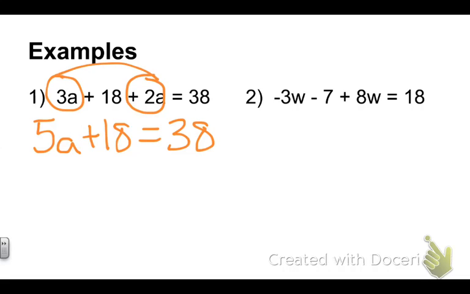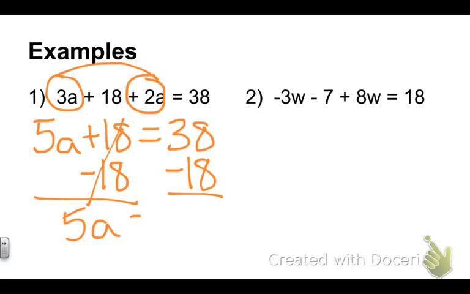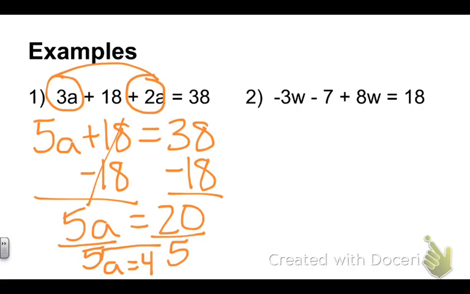It's now a two-step equation, so get rid of whatever's being added or subtracted to the variable. So we're going to subtract 18 on both sides. That's going to leave you with 5a is equal to 20. And then a is being multiplied by 5, so do the opposite, do the inverse. Divide by 5. So a is equal to 4. Okay? Same thing with the second one.